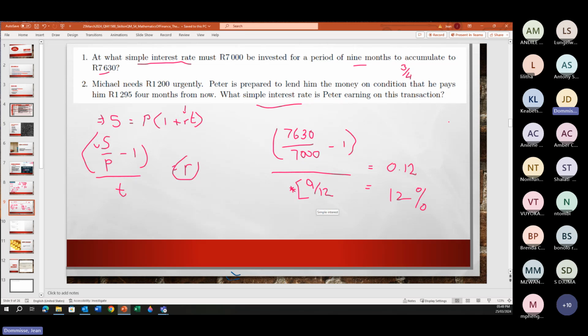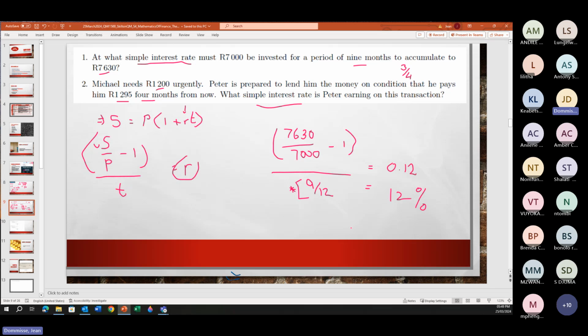Okay, so very much similar. We've got the present value, we've got the future value. They then tell us Peter's prepared to lend him the money on condition that he pays him 4 months from now. So the only thing that will differ is it will be 4 over 12, which is a third. And then again, we will work out the formula for that.